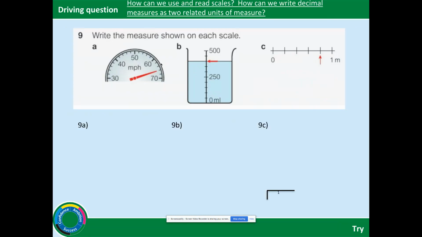Okay, so let's have a look at a question. Remember to find the value of each jump and then write down what your figure will be, where the arrow is pointing. Try these 3 questions and then we'll go through the answers. So press pause and then press play again.